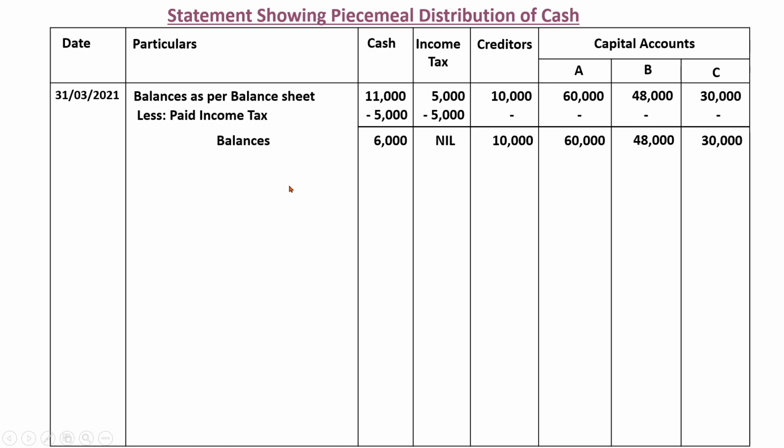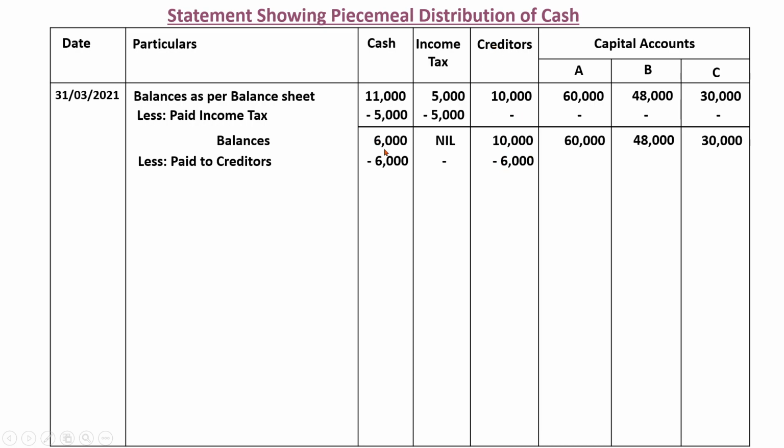Now in the particular column write wording like this: less paid to creditors, and here we are going to pay the whole amount, that is 6,000. So here 6,000 in cash column, so 6,000 minus 6,000. Then as income tax is already paid, we are not going to make payment to income tax. Then in creditor column minus 6,000.